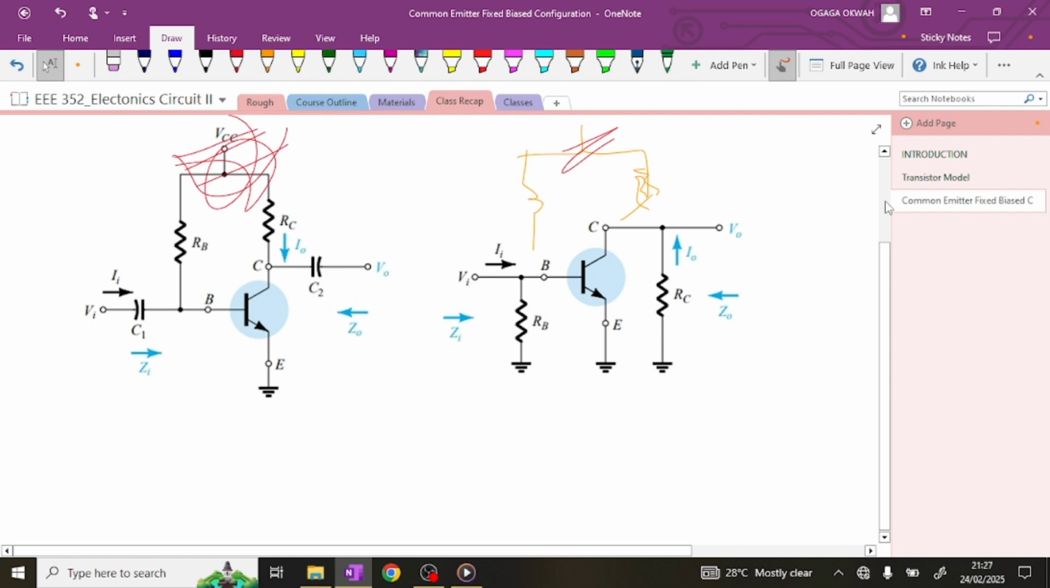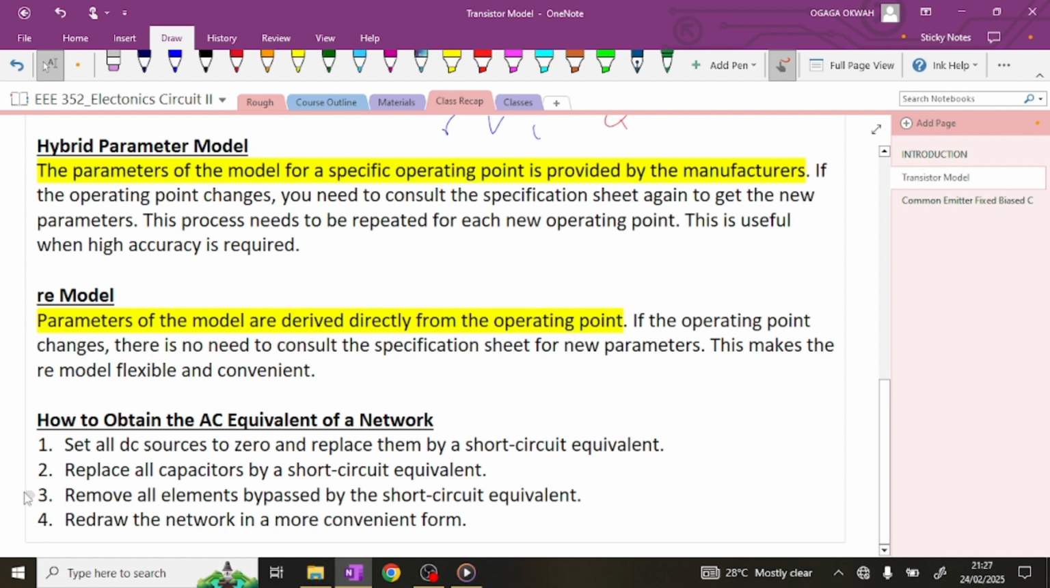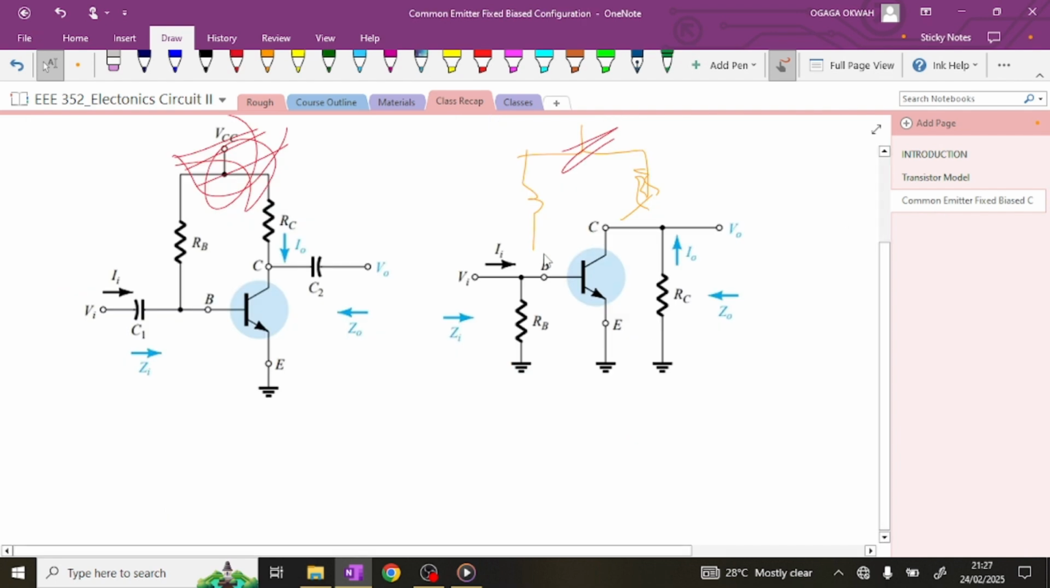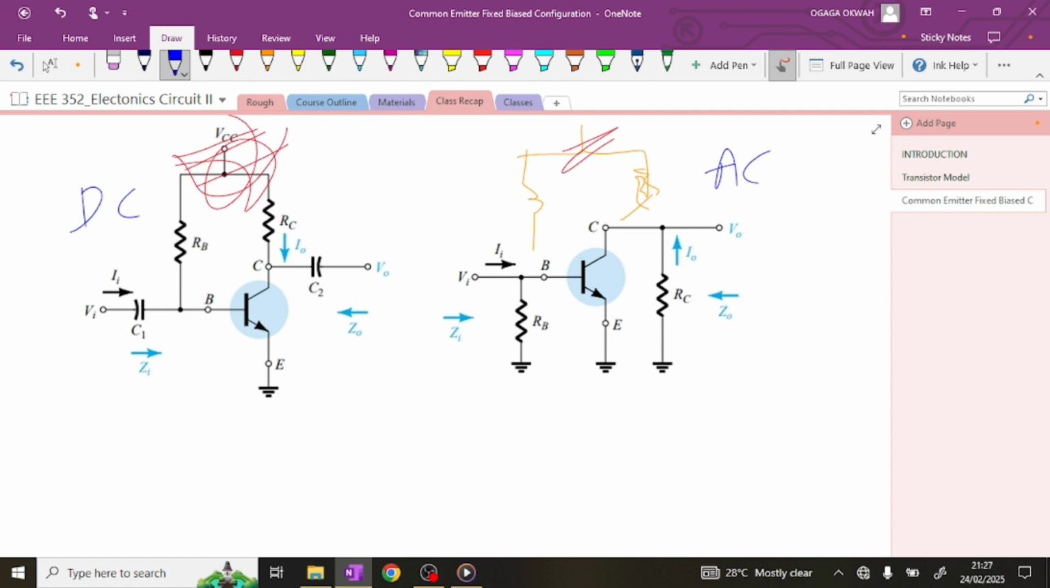But there is another thing, which is this: replace all capacitors by a short circuit equivalent. That has been done already. Note that this is in DC, and this is in AC. Of course, in DC capacitors act as open circuits, but in AC they act as short circuits.